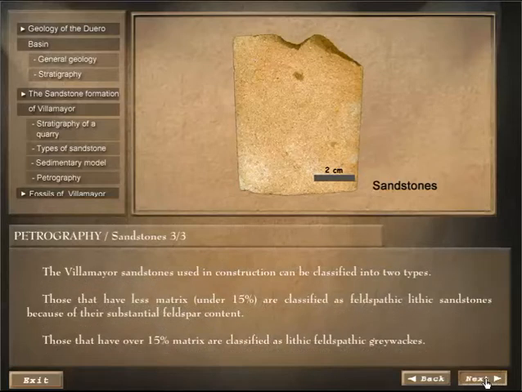The Villamayor sandstones used in construction can be classified into two types. Those that have less matrix, under 15%, are classified as feldspathic lithic sandstones because of their substantial feldspar content. Those that have over 15% matrix are classified as lithic feldspathic greywackes.